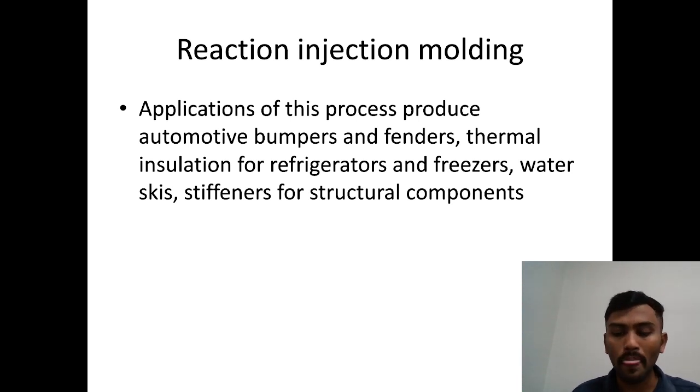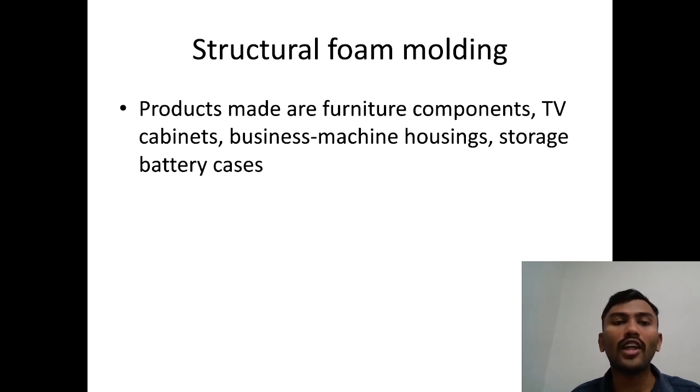With structural foam molding, we make furniture components, TV cabinets, business machine housings, storage, and battery cases. These are the types of products made through structural foam molding. This is the only difference. The process remains the same for injection molding.